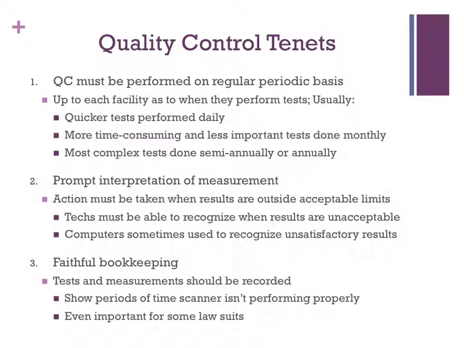Another principle is prompt interpretation of measurements. So data from the QC test shows whether the scanner is operating correctly or not within the guidelines. When it isn't performing within the guidelines, action obviously has to be taken. The person making the test must be able to recognize when the results are outside of the acceptable limits. So acceptable limits must first be set, and then when the tech takes a look at the results of the test, he or she recognizes right away that the results are outside of the limits.